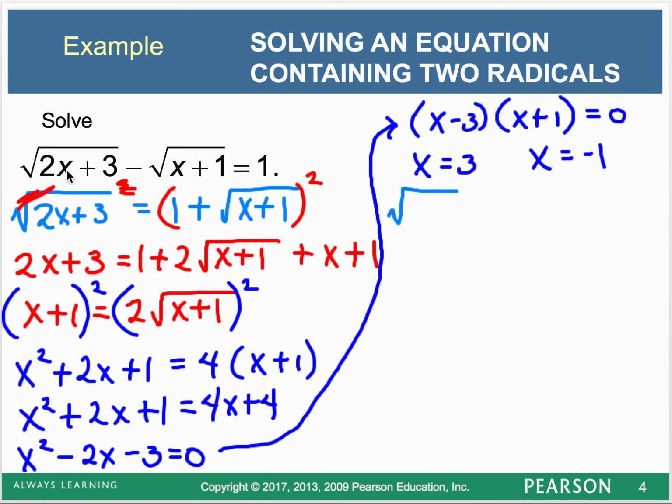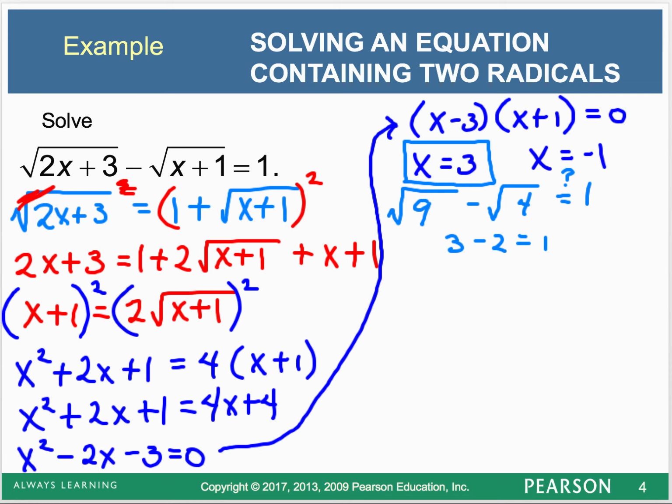2 times 3 is 6 plus 3 is 9. So is the square root of 9 minus the square root of, if I plug a 3 in here, 3 plus 1 is 4, is that equal to 1? Is 3 minus 2 equal 1? Yes.